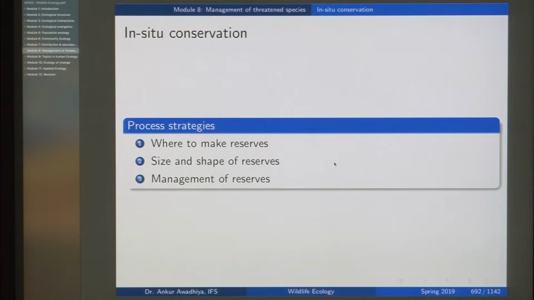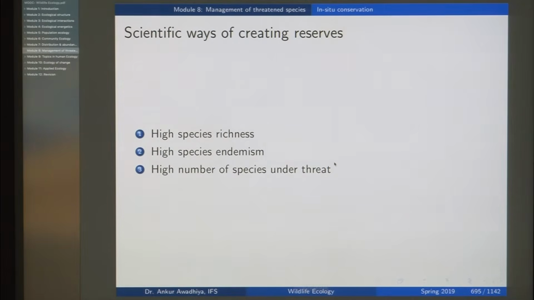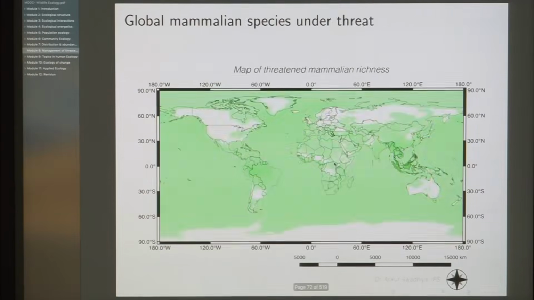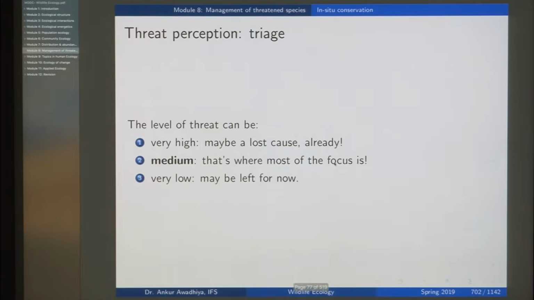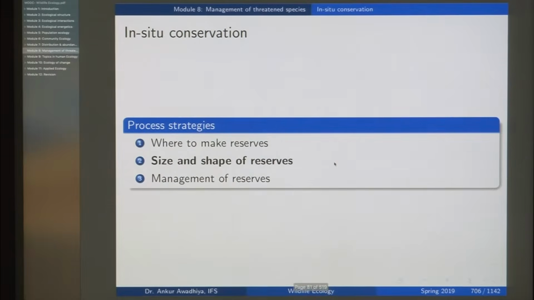Now, in the case of in situ conservation, there are three process strategies. Where should we make the reserves? What should be the shape and size of these reserves, and how do you manage the reserves? Now, if you look at where to make it, there were some traditional ways, but these days we are looking at areas which have high species richness, high endemism, and a moderate amount of threat. So, we go for the biodiversity hotspots, and in the case of the triage, the threat perception, we go for areas that have a medium level of threat. We can also make use of gap analysis, which asks the question: what are the areas that are not represented in the existing framework of the protected areas, and in those areas you can make a new reserve.